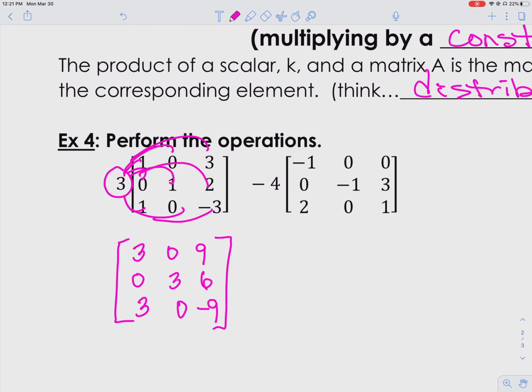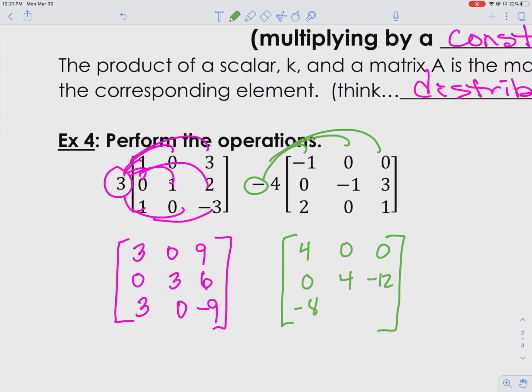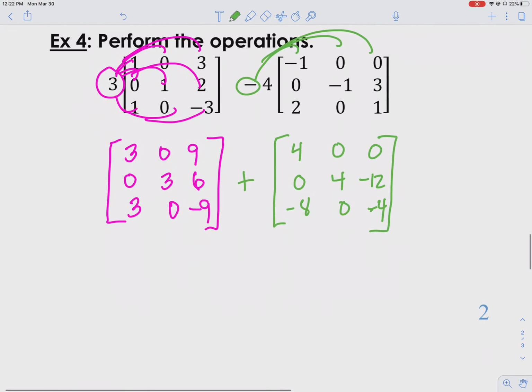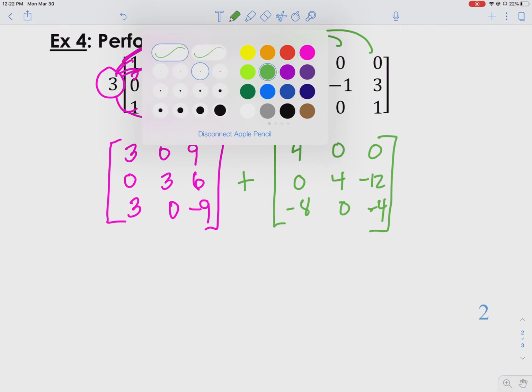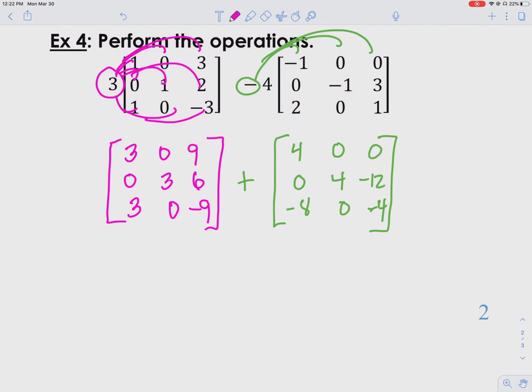Okay. I'm going to do the same thing to my negative 4. I'm going to distribute negative 4 to all of these. Notice I'm distributing the negative as well. So I'm going to wind up with a 4 and then my zeros, a 4 here and a negative 12. Now, some folks like to just distribute the 4 and then subtract. I just think that makes it a lot more difficult. I go ahead and distribute the negative, and then I'm going to just add these together, and I can add them again because they have the same dimensions.